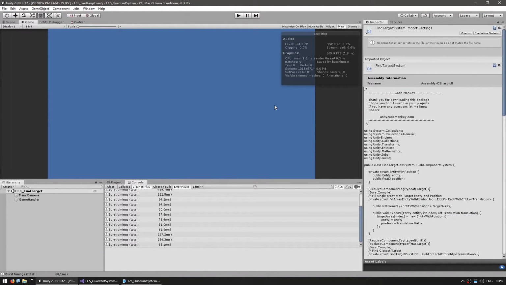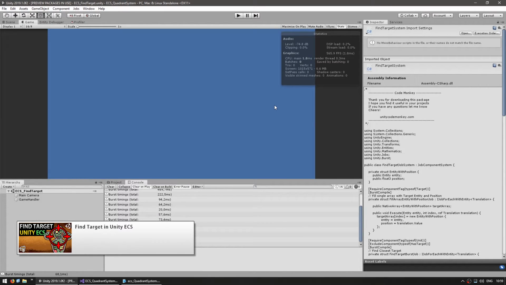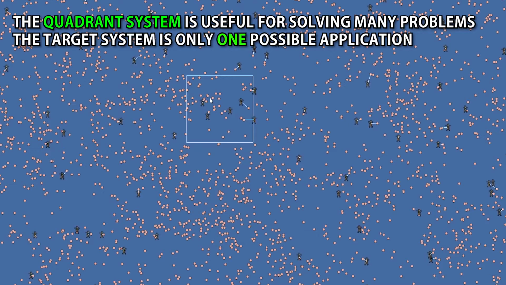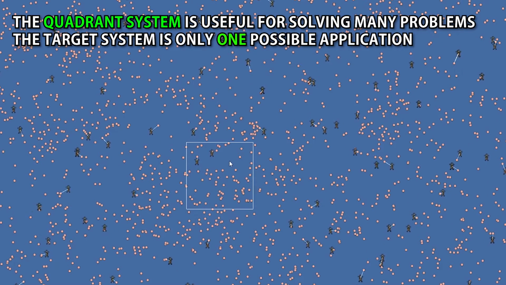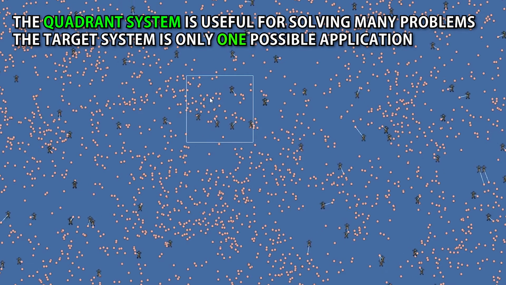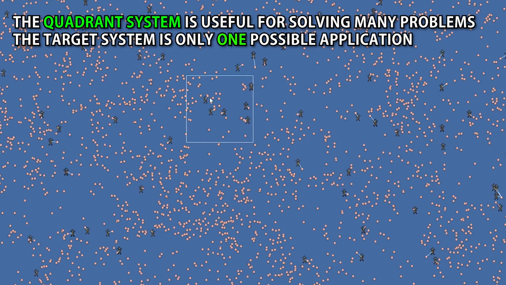So here is our starting scene. Now this starting scene here is the scene from the Find Closest Target video that we did previously. So if you haven't already, go check out that video. Again, I'm only using the Find Target as an example algorithm. This is just one of the possible use cases for the quadrant system. It can be used to solve many other problems that require knowing nearby entities, like for example, Obstacle Avoidance.